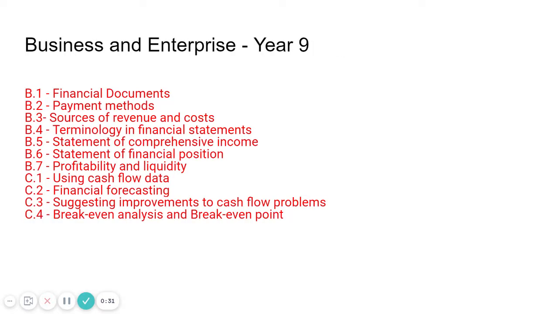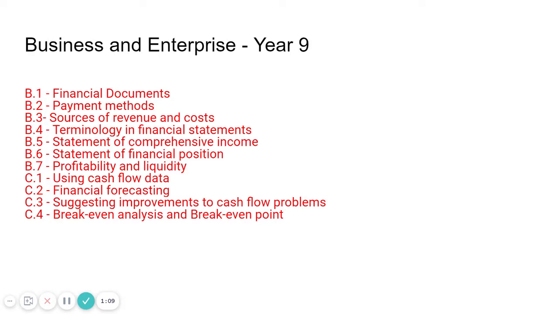So the topics for Business and Enterprise for Year 9 are simply everything we've done this year. And if you look, we've done a huge amount of finance. It's absolutely amazing what you've achieved. So you need to go back and refresh yourself on all these topics. You've got loads of resources that you can look at over the course of the last few months and 2.5 terms that we've covered. But you will need to cover your financial documents and payment methods, your sources of revenue and costs, terminology in financial statements, statement of comprehensive income, and statement of financial position.